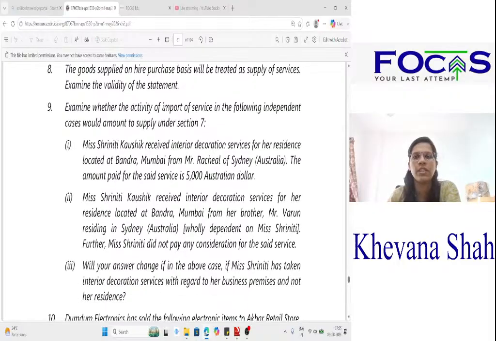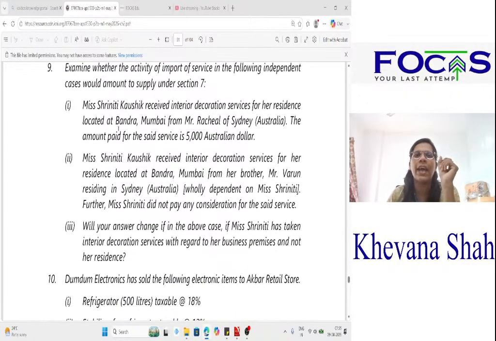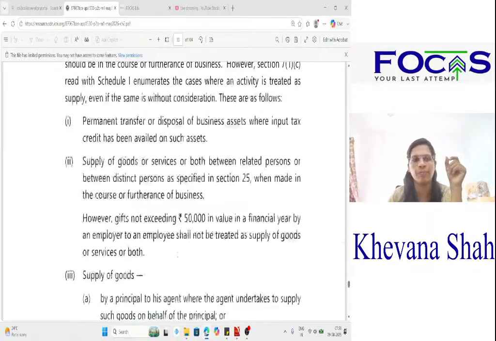Okay. Now question number 9. Examine whether the activity of import of service in the following independent cases would amount to supply under section 7. The first one is Miss Srinidhi Kaushik received interior decoration services for her residence. See, this is not in the course or furtherance of business. Located at Bandra, Mumbai from Mr. Rachel of Sydney, Australia. So since we are getting these services from outside India, it is importation of service, and the amount paid for the said service is 5,000 Australian dollar.